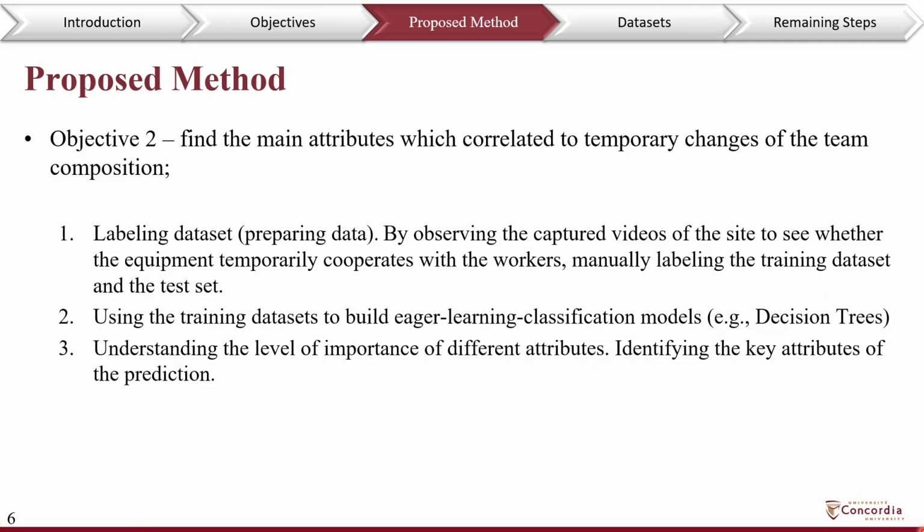In objective 2, we will try to find the main attribute related to temporary change of the team composition. Firstly, what we are going to do is labeling the dataset by observing the captured video of the site. We can manually identify at what time which equipment is temporarily working with workers, and we will do the labeling to the training dataset and test set. Then we will use the training dataset to build eager learning classification models such as decision tree. And last, by looking into each rule generated by the classification model, we will try to understand the level of importance of different attributes and try to identify the key attributes of the prediction.